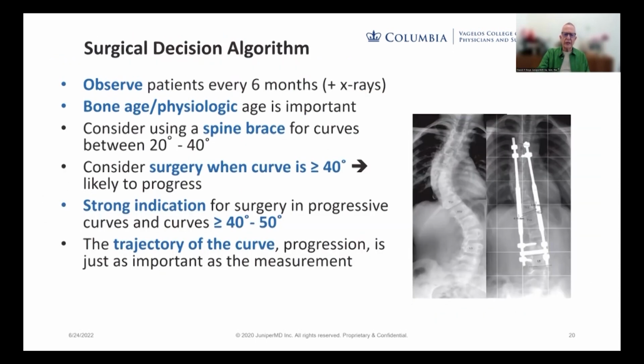The surgical decision algorithm is clear. We need to observe patients every 6 months with x-rays. We need to evaluate the bone age or physiologic age. We need to consider using a spine brace for curves between 20 and 40 degrees, and consider surgery when the curve is greater than 40 and likely to progress. There are strong indications for surgery when the curves are progressing and are in the 50-degree range. The trajectory of the curve, the progression, is just as important as the actual measurement.